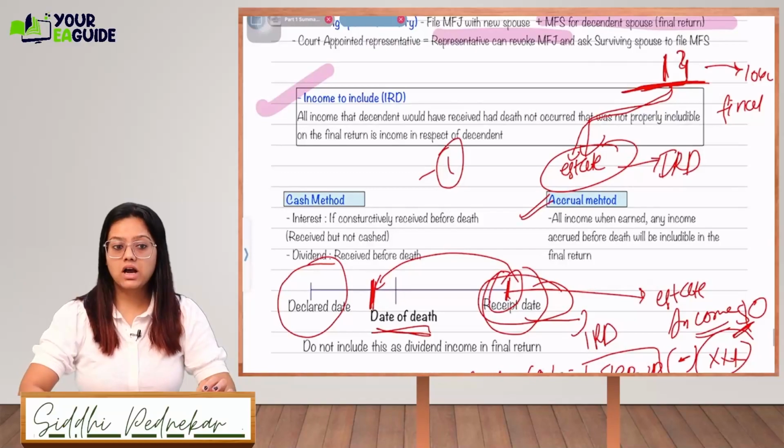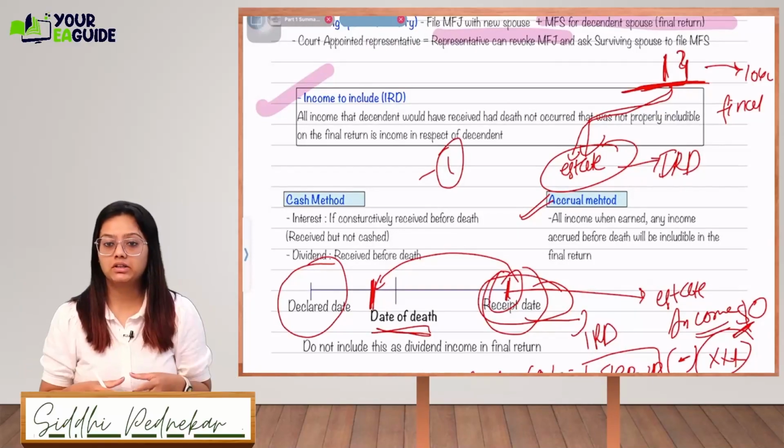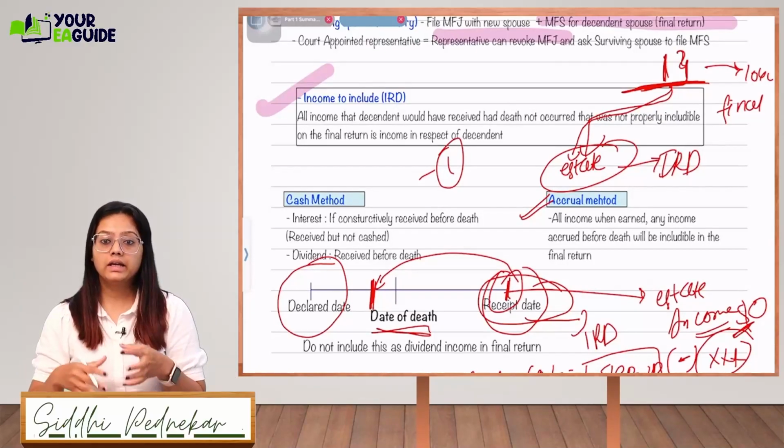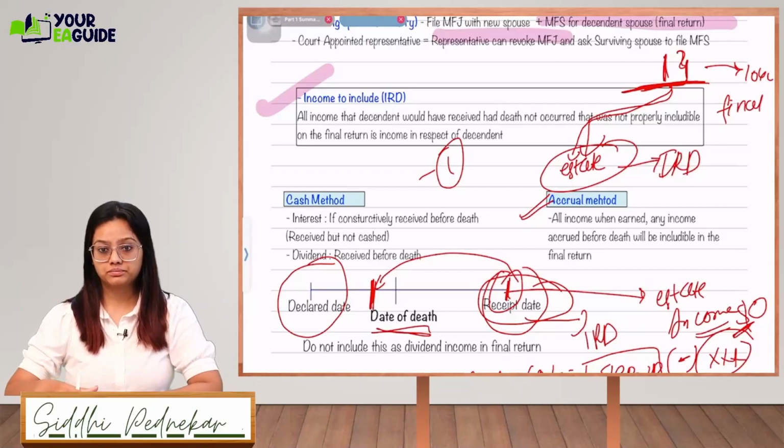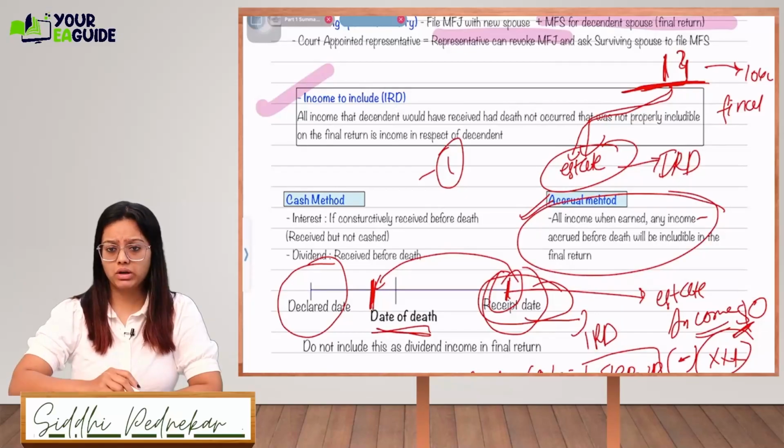Okay, next is the accrual method. In case of the accrual method, all income when earned, any income accrued before the death, will be included in the final return. As I mentioned, in case of the accrual method.